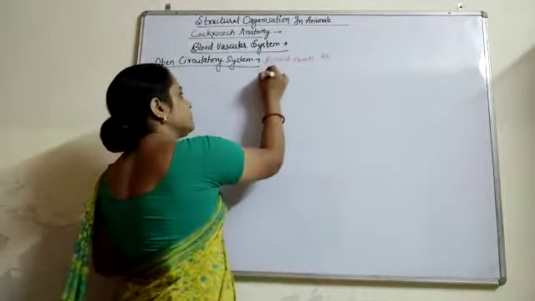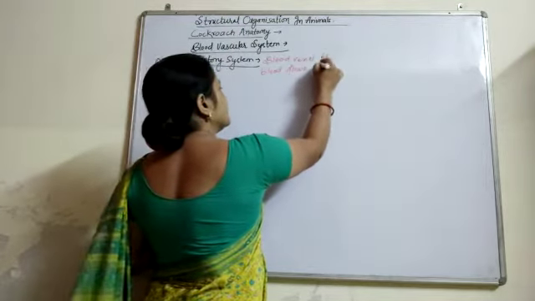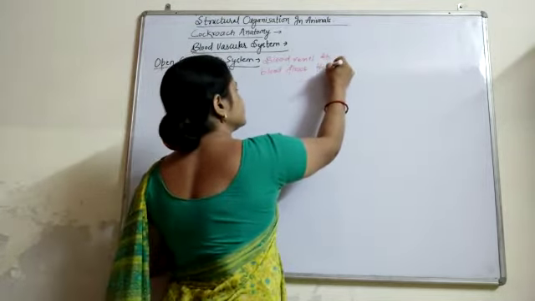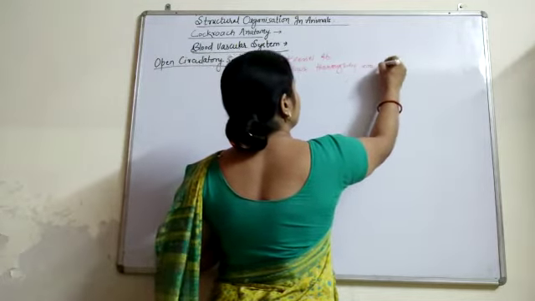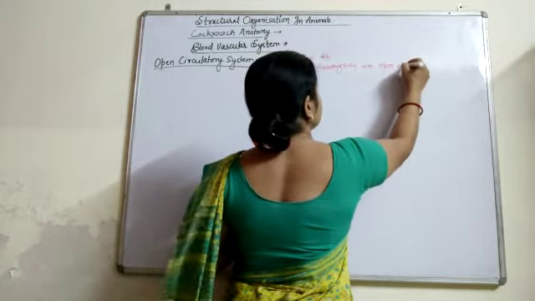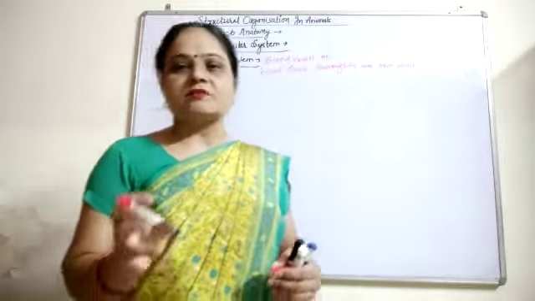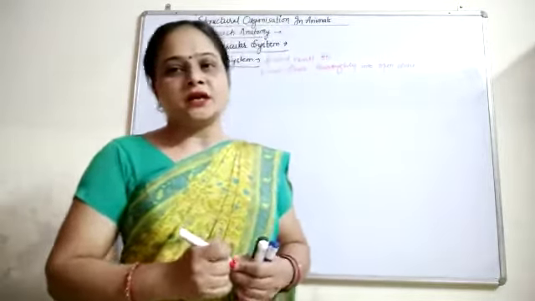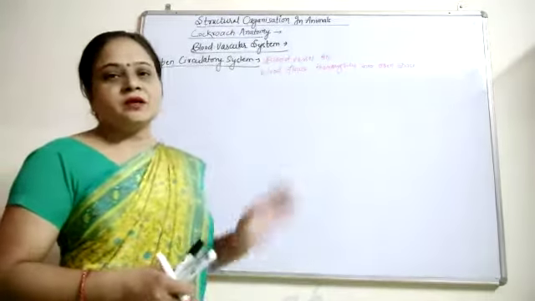The blood flows thoroughly into open space. Open space means the blood, without any blood vessel, is transported into the internal space. So it is known as the open circulatory system.